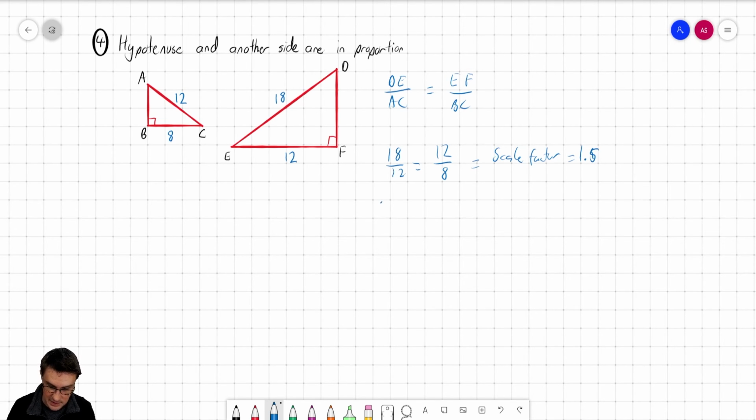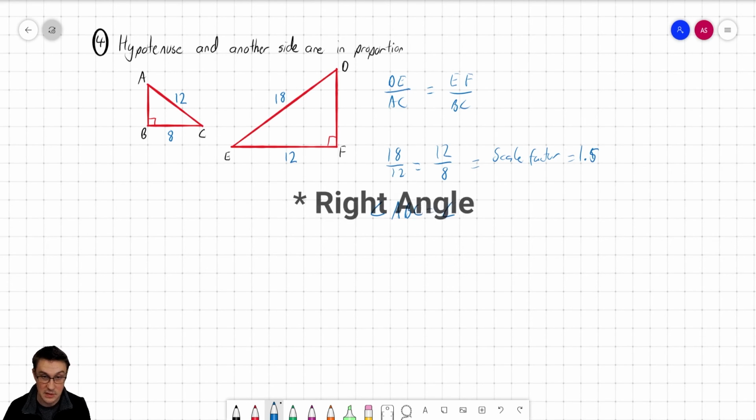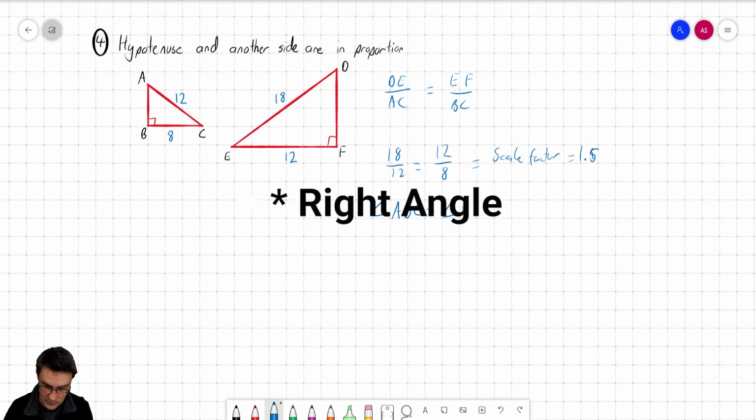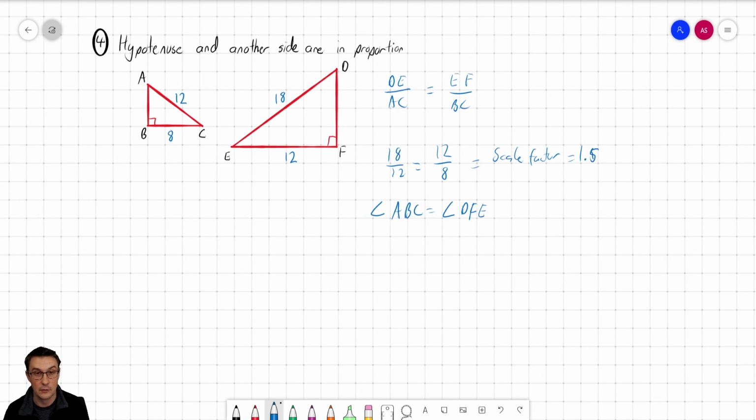Now, in addition to this, like I said, you naturally do have the other thing as well. Because you're dealing with a hypotenuse, that means you've got angle ABC, the right angle on the triangle on the left, with angle DFE, which is the right angle on the triangle on the right. So this is just saying that you've got the right angles. It's an obvious part of this solution as well.